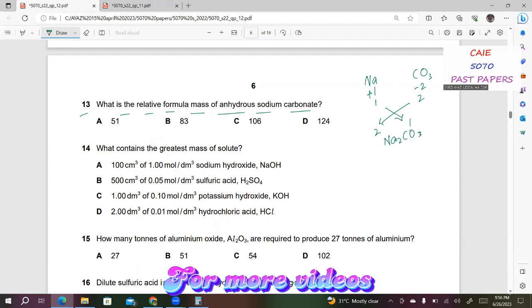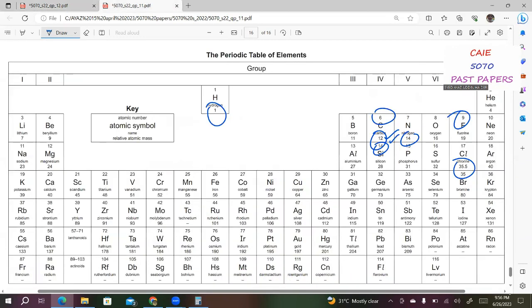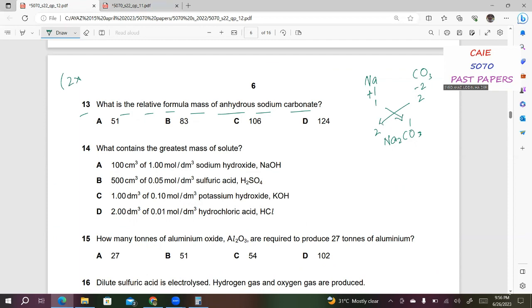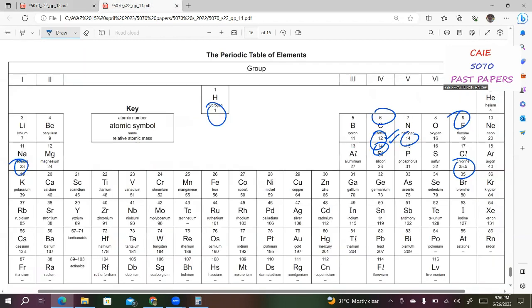We have 2 Na. So 2 will be multiplied by the Ar of sodium. In this case, the Ar of sodium is 23. So I will multiply it by 23 plus. We have 1 carbon atom. So 1 will be multiplied by the Ar of carbon, and that is 12.